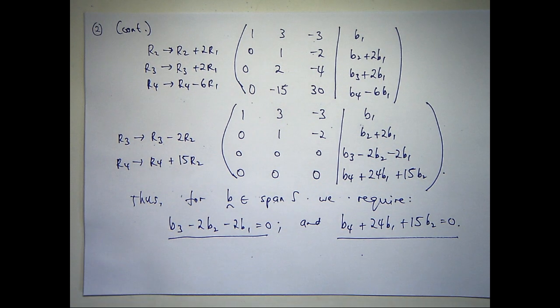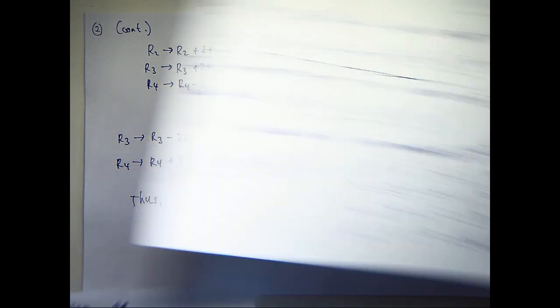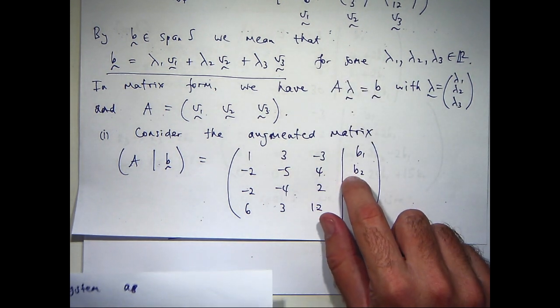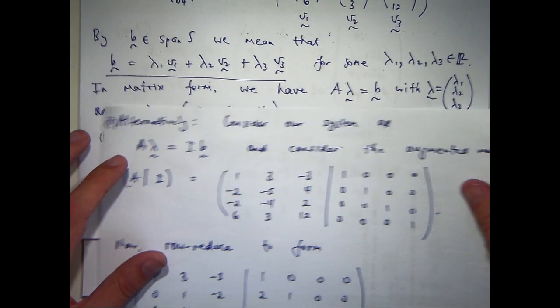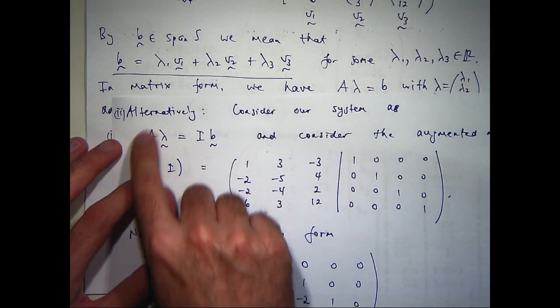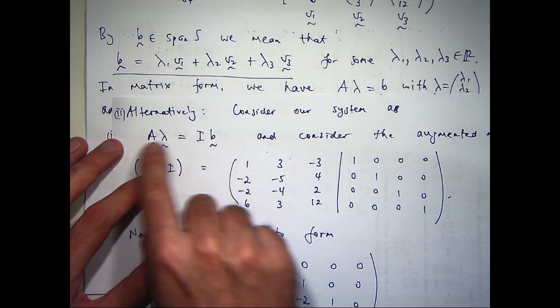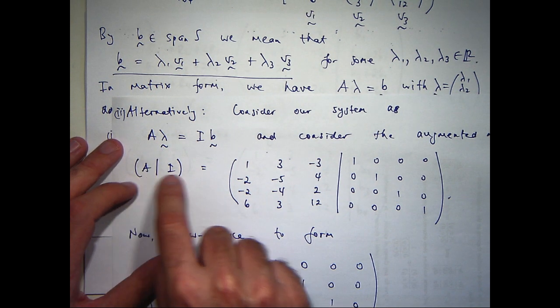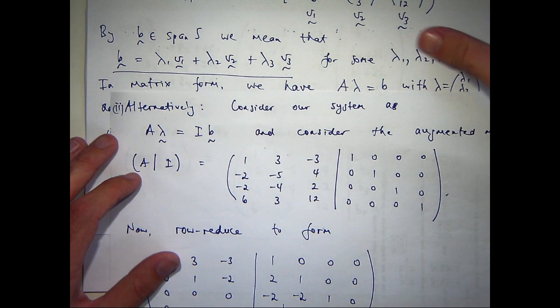So that's one way that you can solve this problem. Let me show you another way. Basically, instead of analysing this and writing this as an augmented matrix, what you can do is consider this where you've got coefficient matrices on both sides, and then write down this particular augmented matrix where you've got the identity on the right hand side.